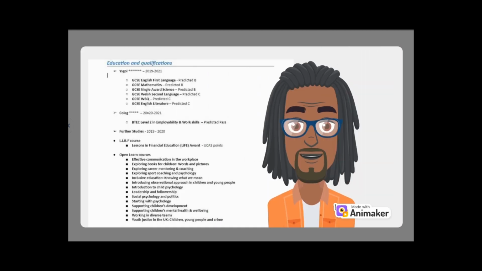Beneath that, then, is her education and qualifications. Firstly, she's put her school, her qualifications, and her predicted grades. Young Billy was still in school at this point. College work that she's done, what courses she did, and her predicted grade. And then any further studies that she's done. In this case, Billy has done quite a lot of online courses, lots of things to do with well-being, supporting children, social psychology, introduction to child psychology, and things like that. So she'd filled up her CV rather well with education and qualifications.